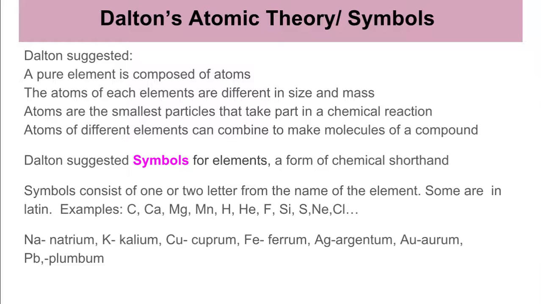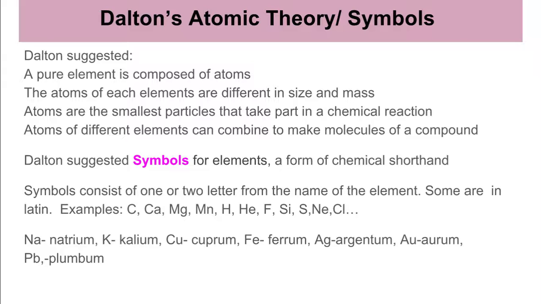Now, when we have two or three different elements that start with the same letter, we use the second letter also. So carbon and calcium both start with C. For calcium, the symbol is Ca. And maybe you have noticed that some symbols don't fit with the word we say. For instance, sodium is Na and potassium is K. This is because the symbols were taken from the names in Latin.